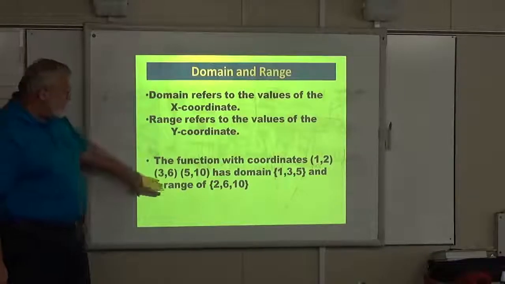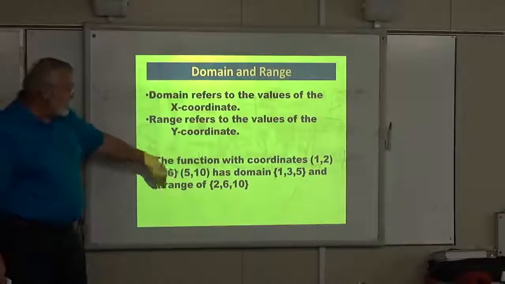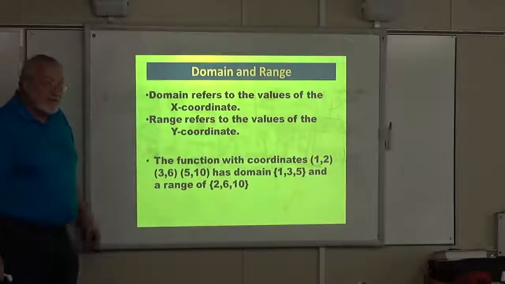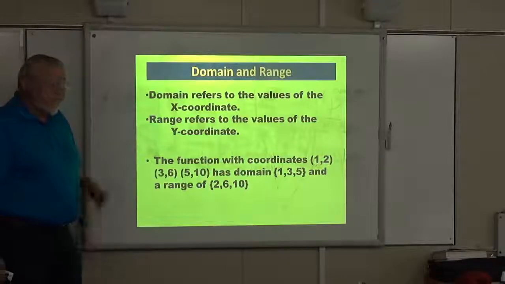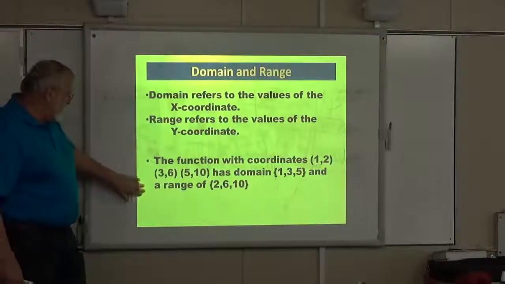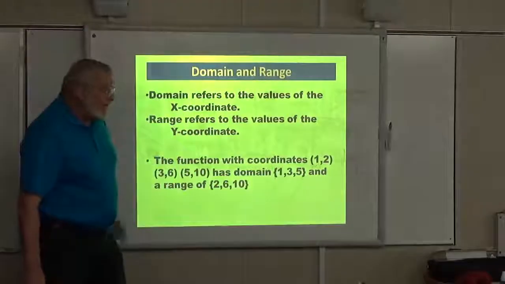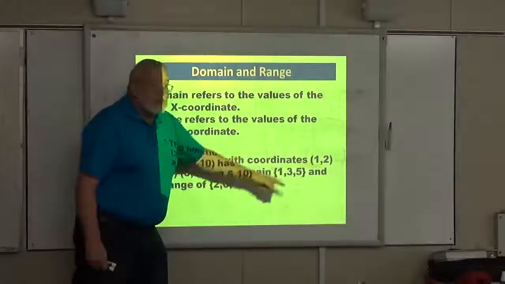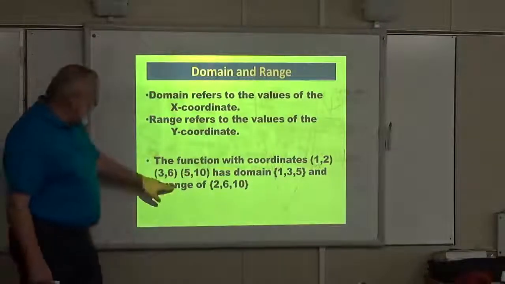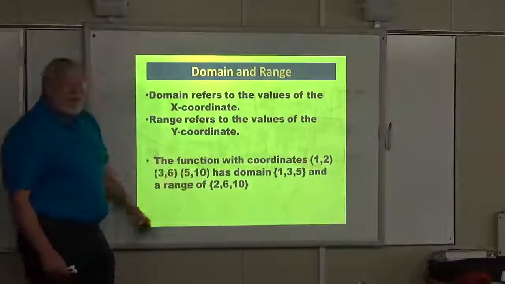Okay? Now, the domain is just gotten by taking the x values, the first numbers, and the range by the second numbers. Where did the 5 come from? I just created it. Wait a minute. Here, 1, 3, and 5 are what values? They are the x values. So the domain is 1, 3, and 5. The range is the y values, so it is 2, 6, and 10.